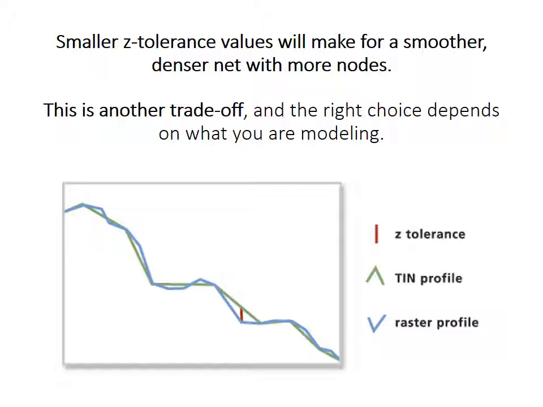So a smaller z-tolerance value is going to make for a smoother, denser net with more nodes. This may be important for you if it's important to keep this as a high resolution, high fidelity model. Then you can set that z-tolerance value very low, and you're going to have a denser net that better represents what you're trying to show.